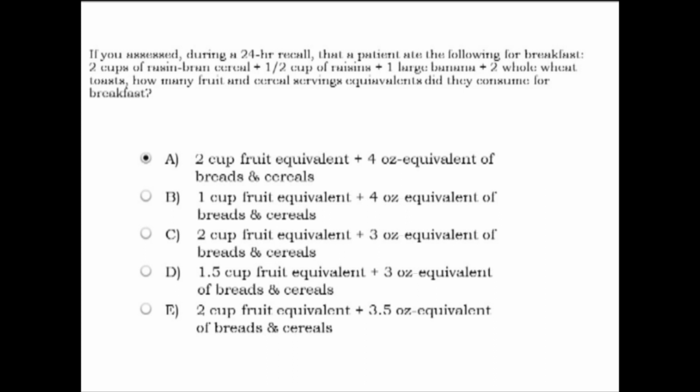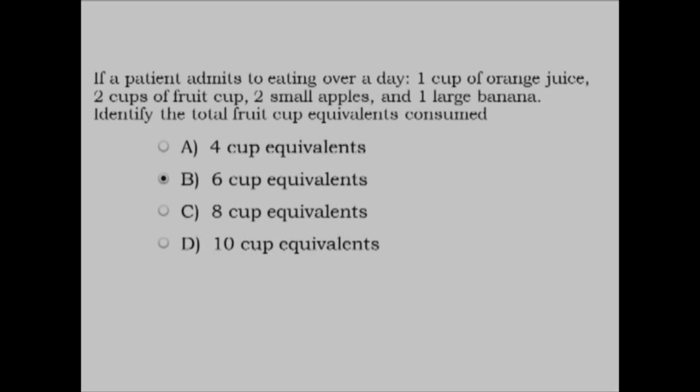Well, the answer would likely be A, 2 fruit equivalent. Indeed, a half a cup of raisins is 1, 1 large banana is 1, so that's your 2 fruit equivalent. And then 4 ounce equivalent of breads. 1 cup of bran cereal is 1 serving, so you have 2 there, and you have 2 whole wheat toasts. That's a total of 4 ounce equivalent of bread and cereal.